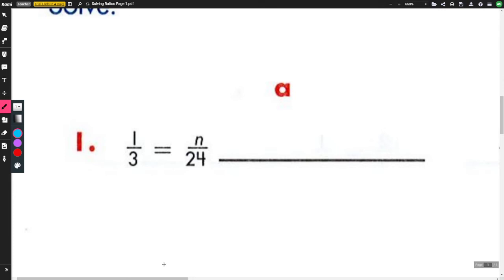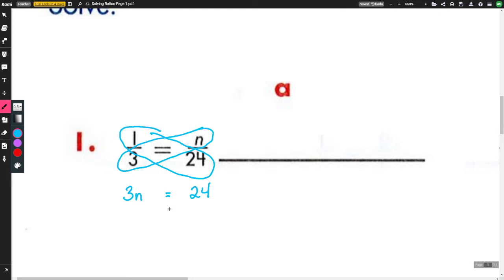What I like to do, at least, let me make this smaller, is circle my cross multiplies. So I have 3n here, and I have 1 times 24, which is 24. I'd still drag that equal sign. All I did here was cross multiply: 3 times n, 3n, and 1 times 24, 24. That's it.